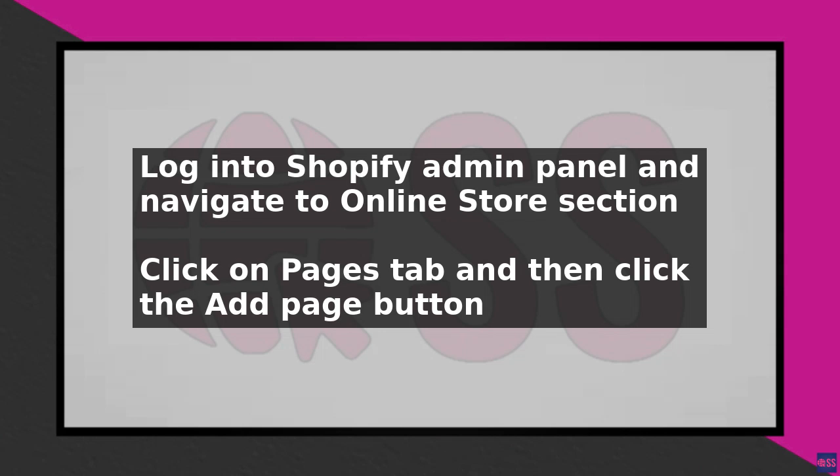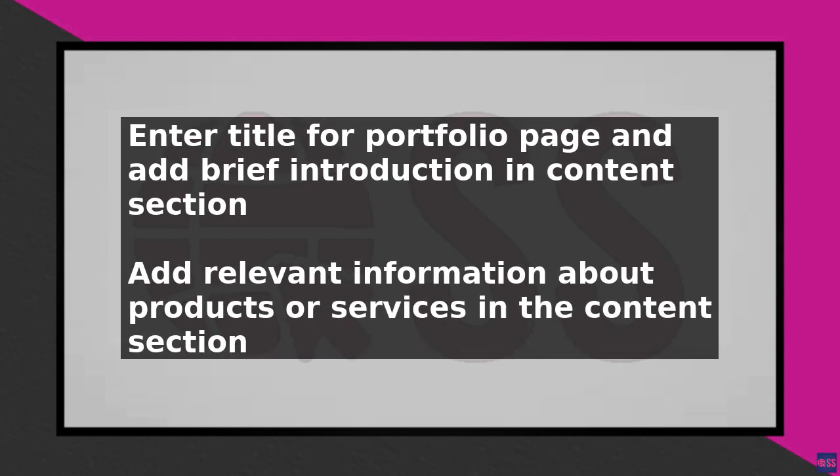In the Content section, you can add a brief introduction to your portfolio, including any relevant information about your products or services. Next, you will need to add a portfolio section to your page. To do this, click on the Add Section button and select the Portfolio section from the list of available sections.